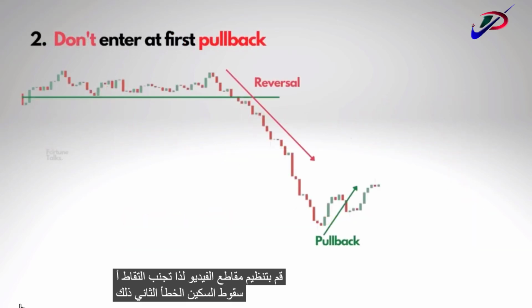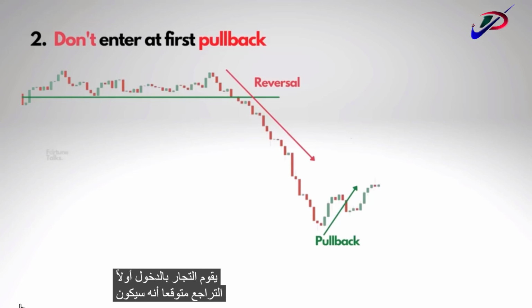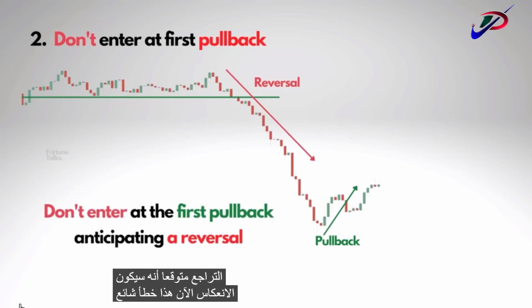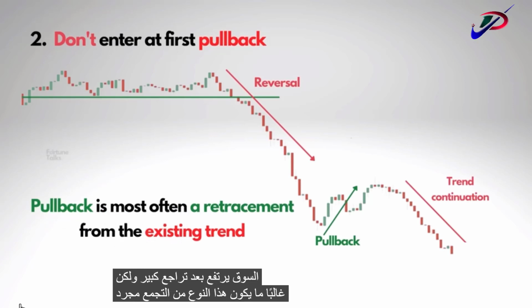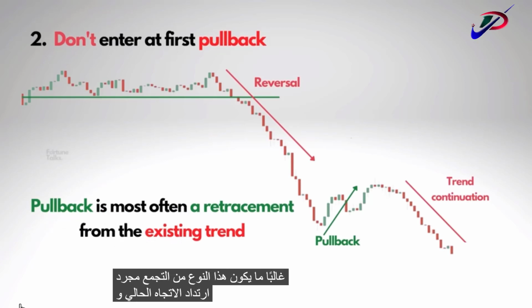The second mistake that traders make is entering the first pullback, anticipating that it will be a reversal. Now, this is a common mistake that traders make, that is attempting to trade the first pullback itself. This means that you go long when you see the market rallies after a huge decline. But often this type of a rally is only a retracement of the existing trend.